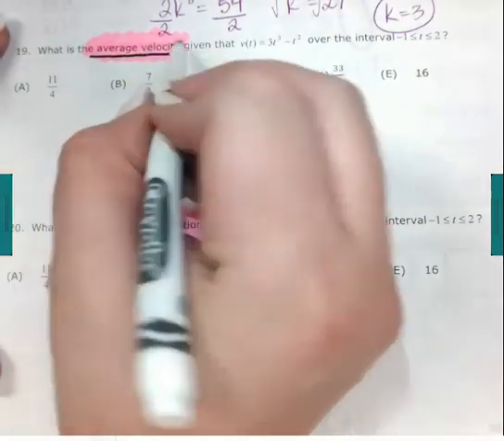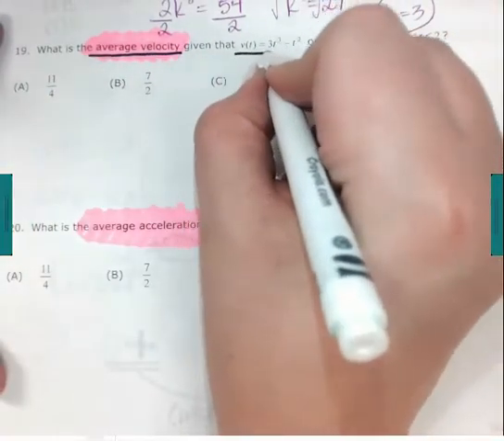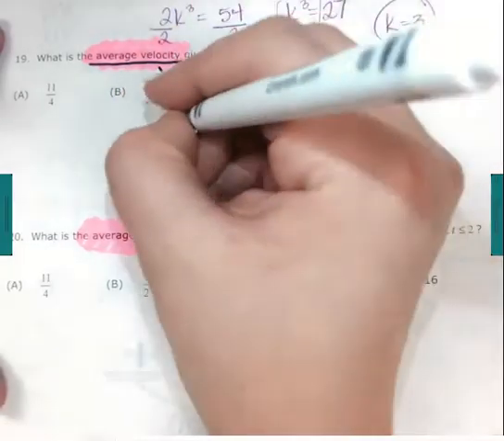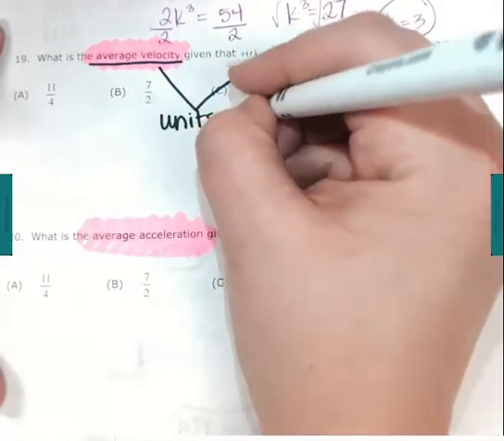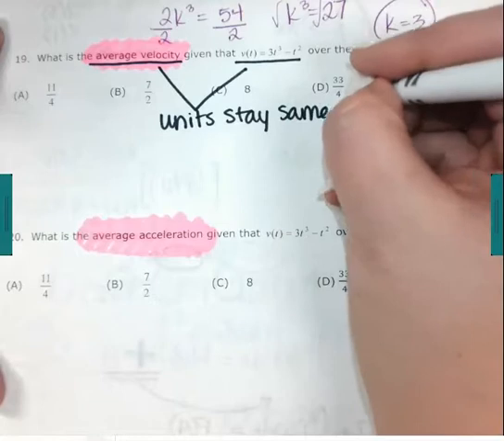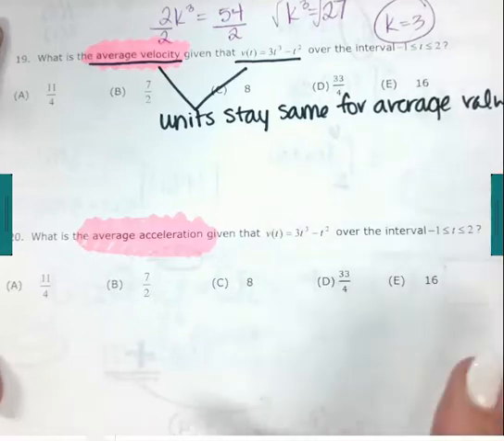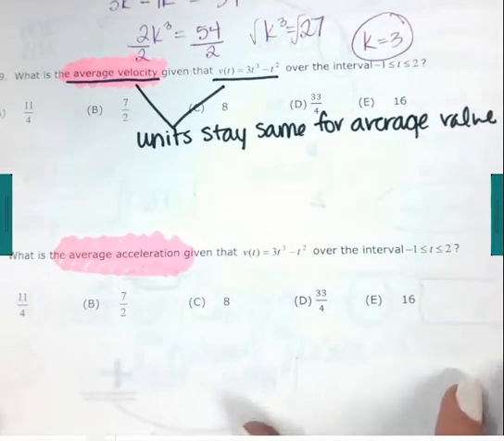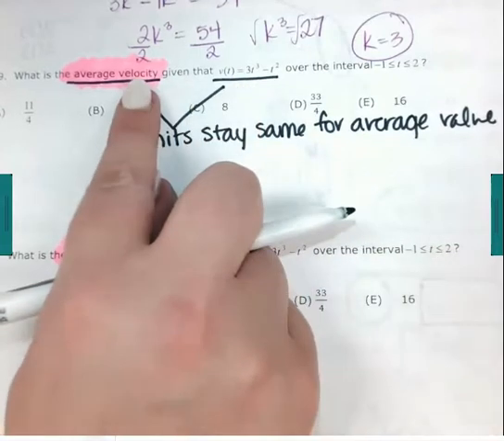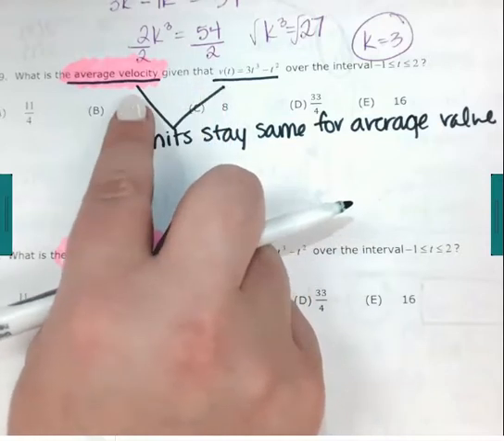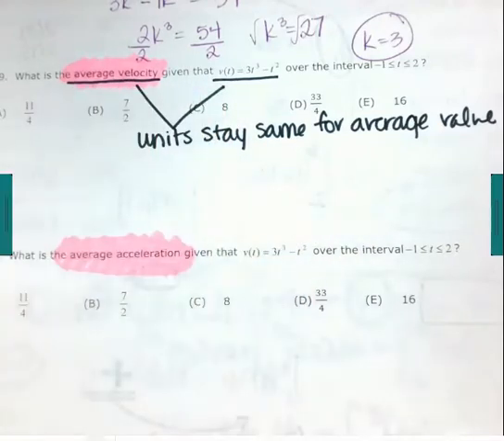Okay, which one's which? Which one is this? Average value. Yay. Okay, listen. I'll explain to you why one more time. Okay, it is average value because for average value, your units stay the same. So, if it's velocity and this is velocity, my units would not have changed. Velocity is meters per second. Average velocity should still be meters per second, or feet per minute, or miles per hour, or whatever.